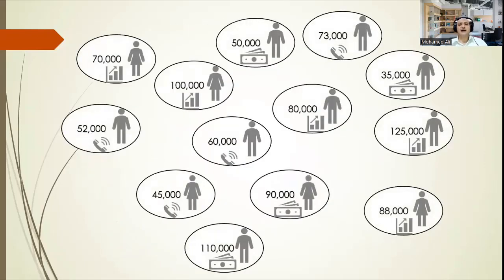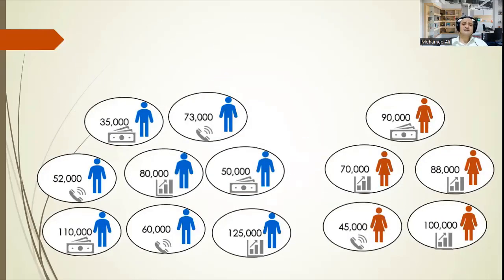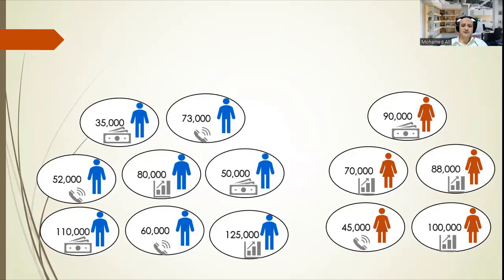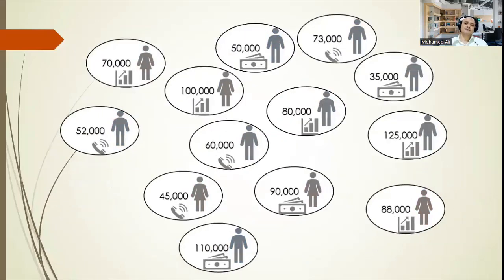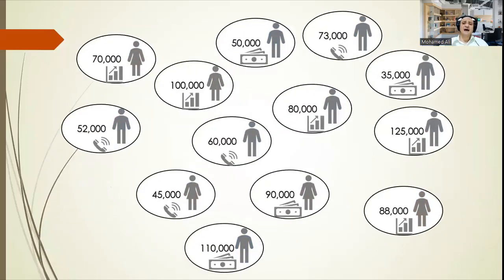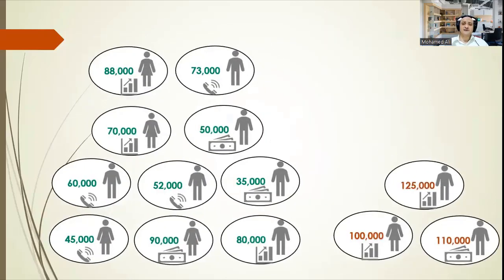One more example, we have company of 13 employees work in different departments and each one receive different salary. Let's differentiate between these employees based on the gender. So we have female group to the right and male group to the left. Back to our initial state, and now we are differentiate between them according to the salary each one receive.